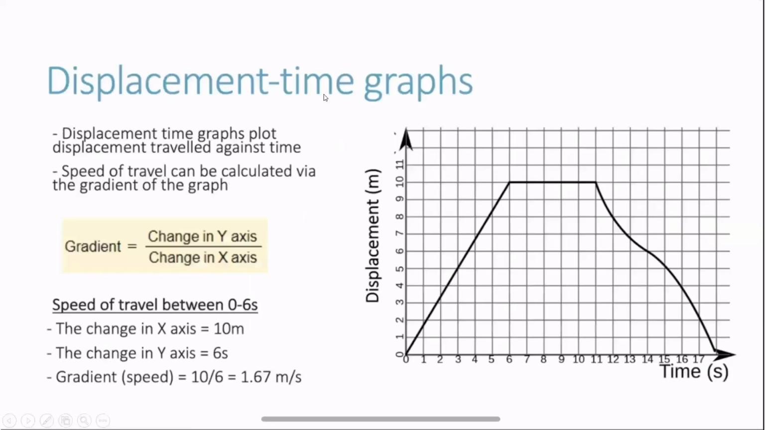The topic is the displacement time graph. Here you can see a displacement time graph, and displacement is the shortest distance between the initial and the final point. So a displacement time graph shows how much the body has displaced in a given time. Here you can see that the body has displaced 10 meters in 6 seconds.